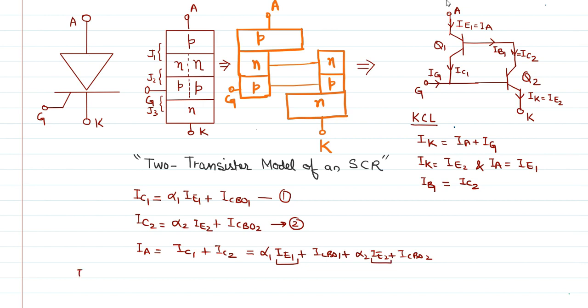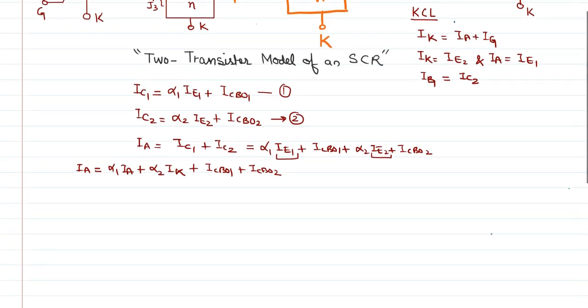So the next equation: IA is equal to alpha 1 times IA. In place of IK you can put IA plus IG, so it will be alpha 2 times IA plus alpha 2 times IG in place of IK, plus ICBO1 plus ICBO2.